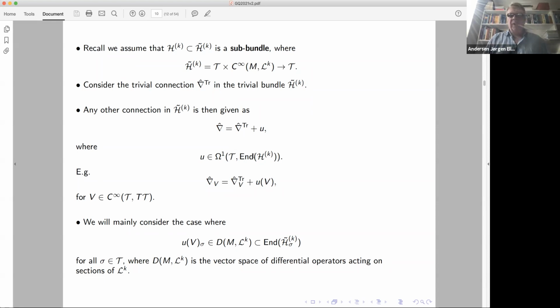Now, I don't really want to consider arbitrary endomorphisms, but I want to constrain this one-form in such a way that when I apply it to a vector field and I look at what kind of endomorphism it induces on these smooth sections, then it should land in differential operators acting on these smooth sections. This is the very canonical assumption when you have infinite dimensional vector spaces of sections, that you are acting by differential operators. We'll see that that is really a very good assumption later on.